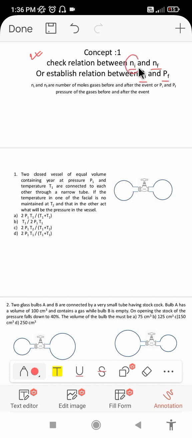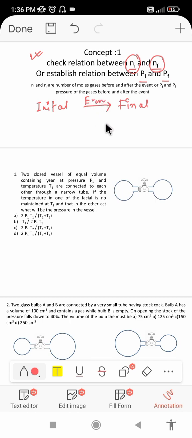So what are ni and nf? Suppose any event is happening. This is the initial stage of any event, then the event happens, and that is the final stage. We will check. Suppose this is an event.